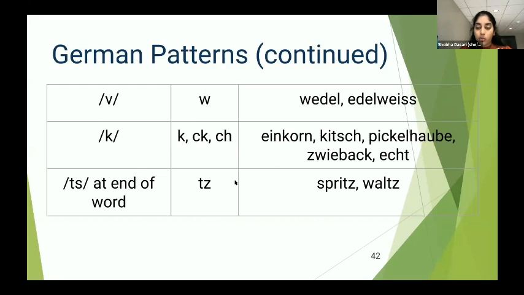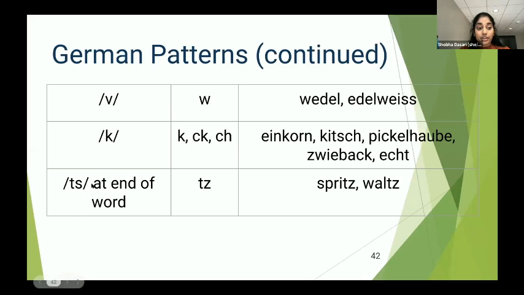So it kind of depends on the word. German also sometimes will have roots that you can use to determine which of those three spellings to use. So like einkorn actually is a type of wheat, and so then you have corn. It's basically spelled with a K because it's the German spelling of corn. Kitsch is spelled with the K. Pickelhaube is spelled with a CK. Zwieback is spelled with a CK because it's part of the word back. And then echt is spelled ECHT.